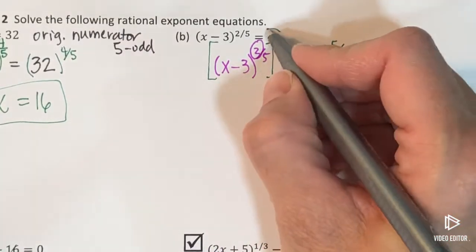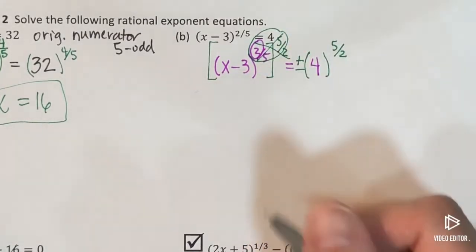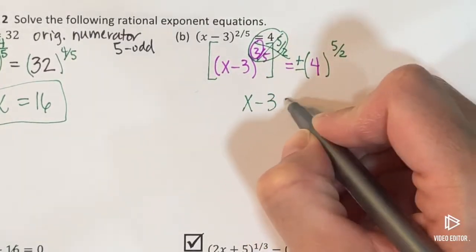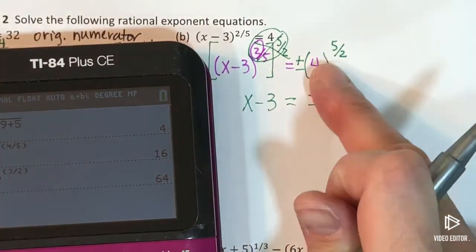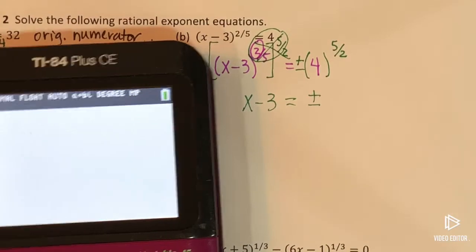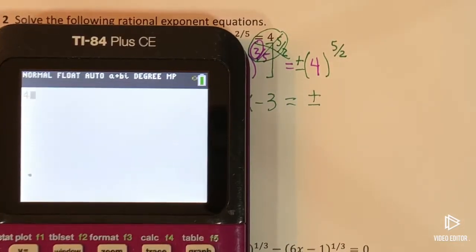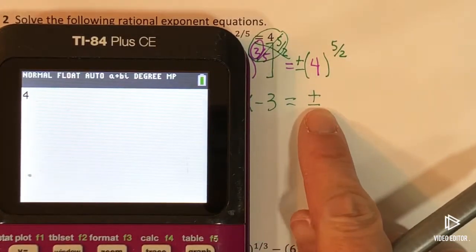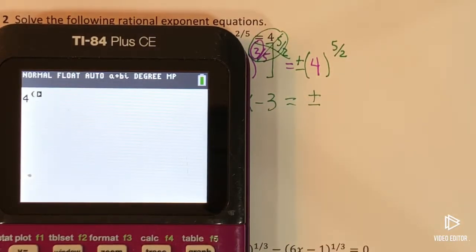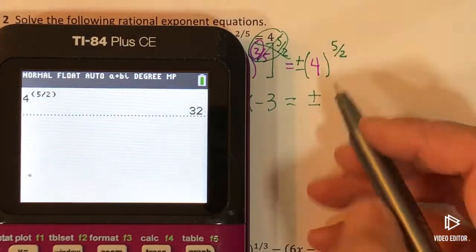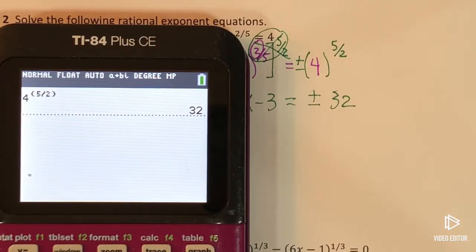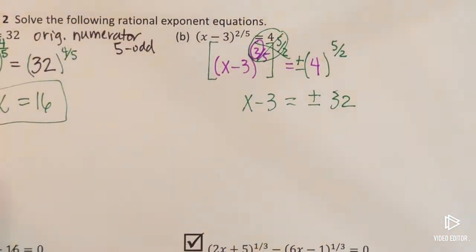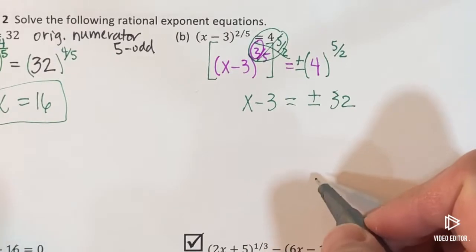Okay, so on the left, these 2 reciprocals go away and just leave me x minus 3 equals plus or minus, and you should be able to calculate each of these with these crazy powers to get a cleaner number. Okay, so 4, not including the plus or minus in your calculator, 4 to the 5/2 gives you 32. Okay, so x minus 3 equals plus or minus 32.